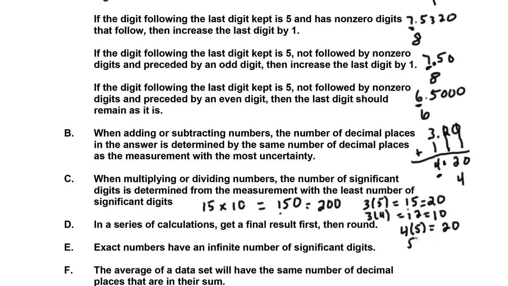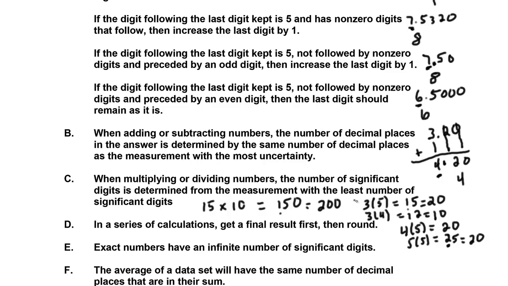What about 5 times 5? Well, 5 times 5 is 25. Okay, but only one significant digit. So my answer can only have one significant digit. Notice that this number ends exactly in a 5. So we have to look at the digit before the 5. Notice that now it's even. So now it's 20.